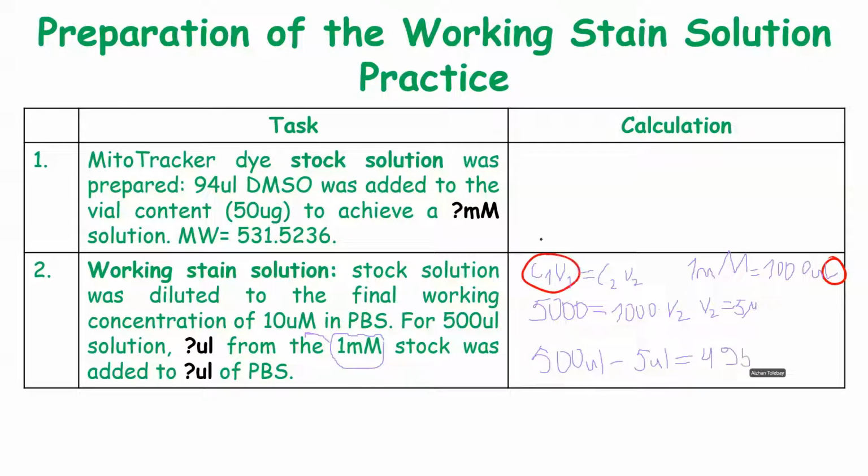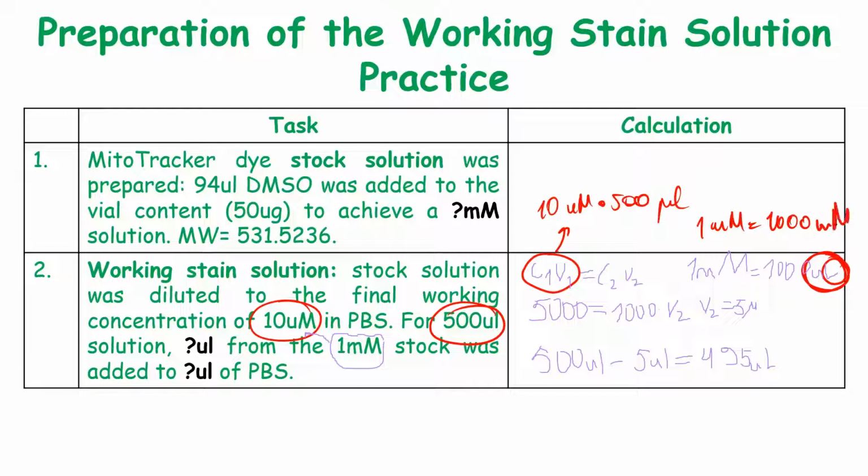So for those who didn't understand, this part is 10 micromolar times 500 microliter. So this microliter is your V1 and this is your C1. You could also name them C2, V2, it doesn't matter. You just have to keep the same or correlated values on the same side. Another part here: it's not microliters, it's micromolar. So 1 millimolar is equal to 1,000 micromolar.